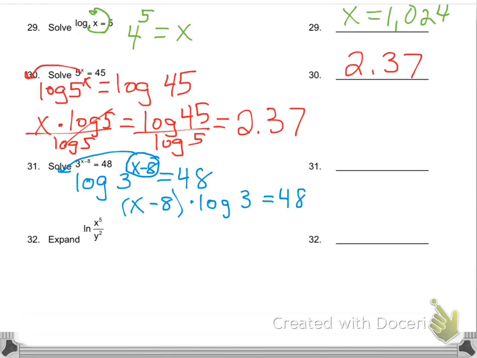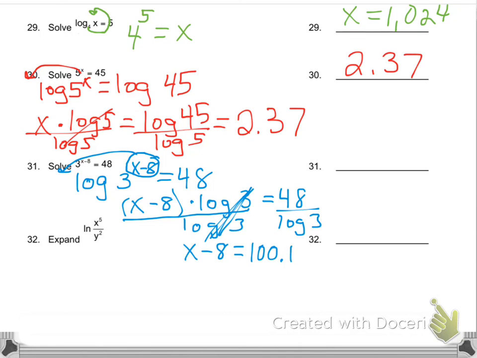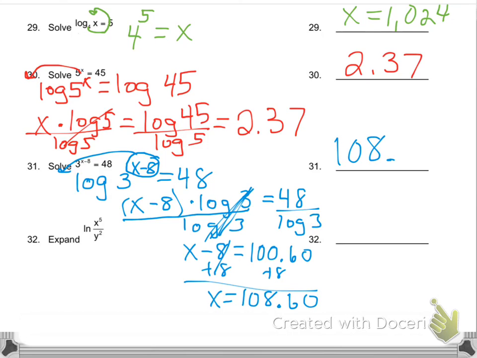I'm not going to distribute this. You can. It wouldn't be wrong. It just makes it more work. I'm going to go ahead and undo that multiplication by dividing each side by the log of 3. Okay, and when you put that in your calculator, 48 divided by the log of 3, you come up with, well, on the left I still have x minus 8, the log 3's cancel, and I'm left with 100.60. And then when I add 8 to each side, negative 8 plus 8 goes away, you get x equals 108.60. That is the answer for 31.